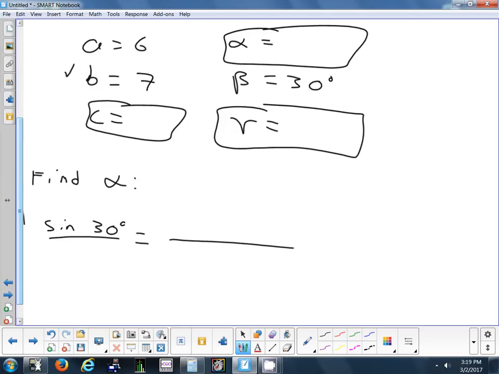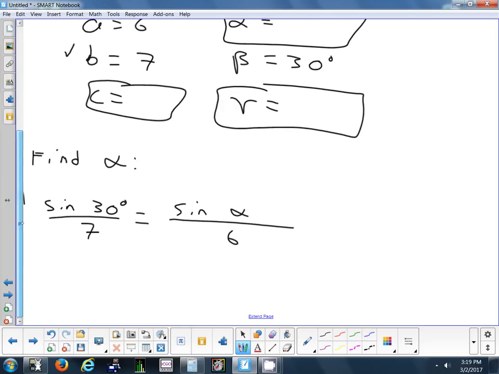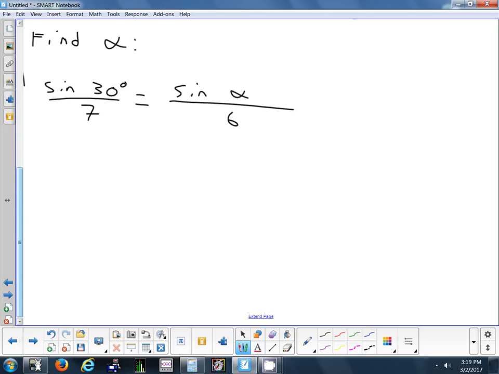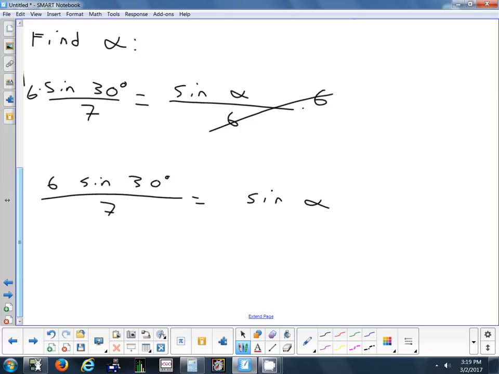Okay. Sine 30 over 7. Yep. Sine alpha over 6. Okay, so now we have a proportion, and how do we solve that? Cross multiply. And really, I don't even need to cross multiply. You can just multiply both sides by 6. So you get 6 sine 30 over 7 equals sine alpha. Okay, and what's my last step to get alpha? The inverse sine of 6 sine 30 over 7. Take the inverse sine of what's on each side.